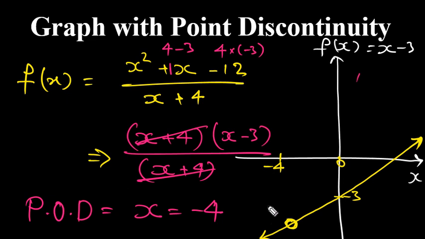That's it for this video: graphs with point discontinuity. Again, there should be a common factor, and that will be your point of discontinuity. For vertical asymptote and horizontal asymptote, there should be no common factor. For that, you can watch the previous videos.